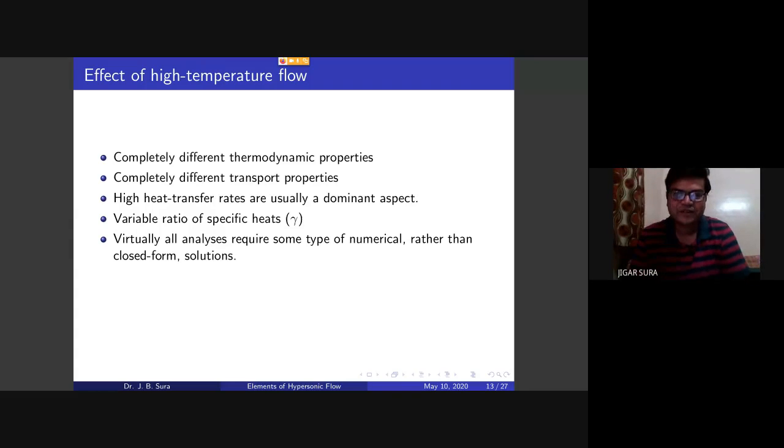Another thing, all analysis requires some type of numerical solution. As I said, pure theory needs non-linear equations which are difficult to solve analytically. So you need numerical methods, like Gauss elimination method or Taylor series equations or Picard's method. All these methods are required to solve hypersonic equations. In fact, Navier-Stokes equations, we are not able to solve even as of now. As on date, it is not possible to solve the Navier-Stokes equations thoroughly. We have to assume so many things.